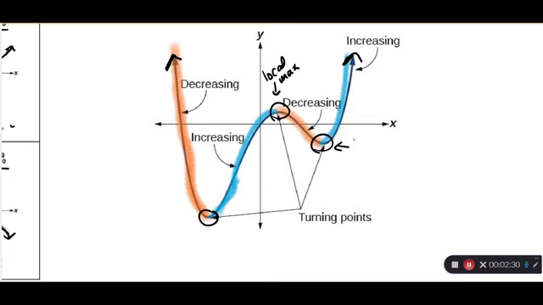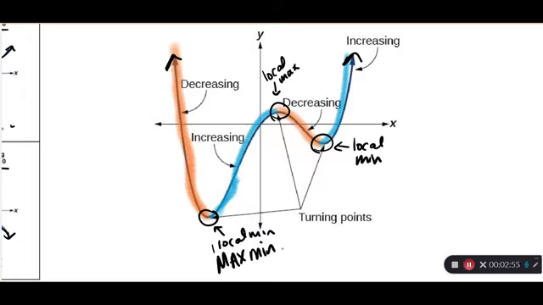This is a local min because it's not the lowest overall. It's just the lowest in the neighborhood. This is a local min because it is the lowest in the neighborhood, but it is also the maximum minimum because it's weird to say that.